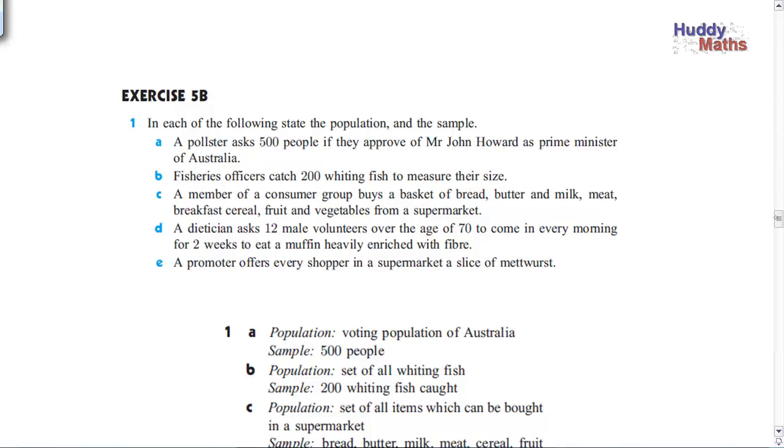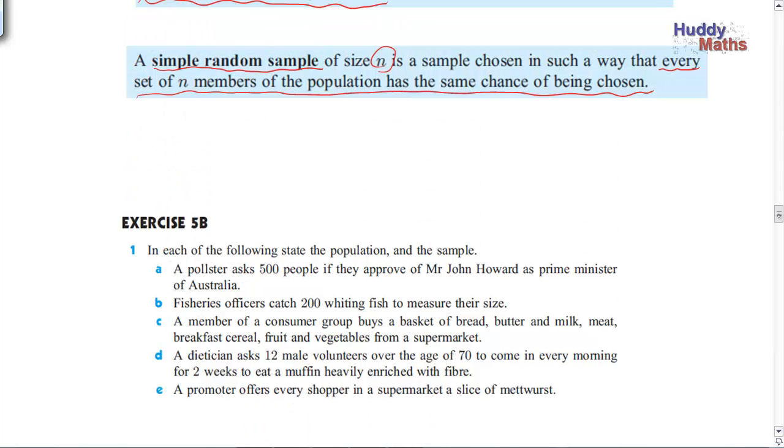Oops, I've given you the answers, so we won't do that. We'll just come down here. State the population that the survey is trying to estimate, and the sample. A pollster asked 500 people if they approve of Mr. John Howard as Prime Minister of Australia. So what's the sample and what's the population? Go through and see if you can list them down so you're getting the idea. Let's have a look at the answers now.